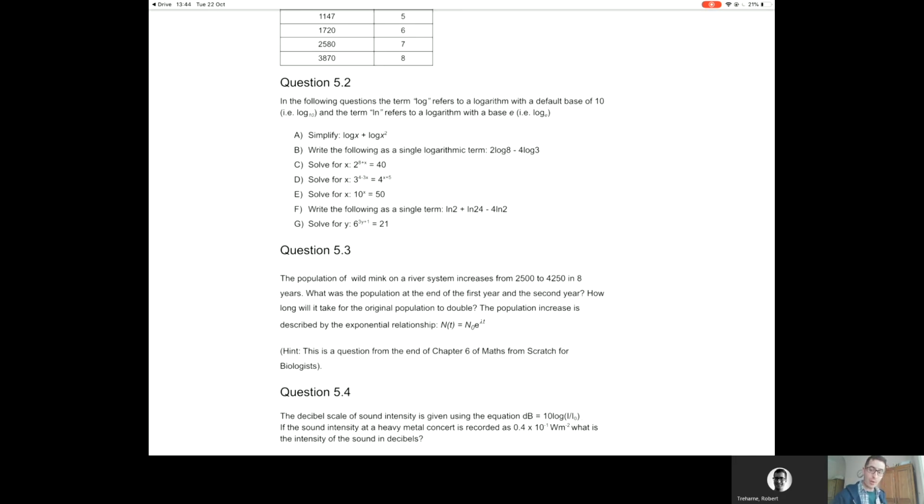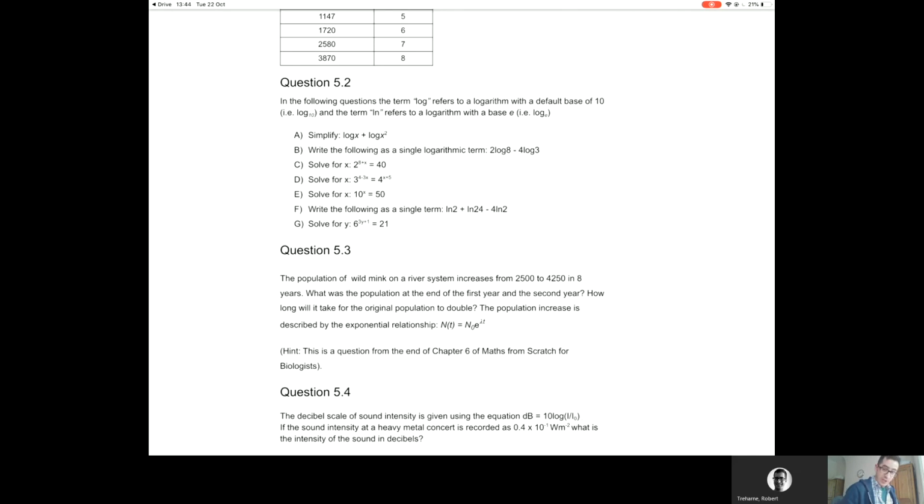And then I'm asking you how long it will take for the original population, N0, that's 2,500, to double. And I've said explicitly that this population increase is described by the relationship Nt is equal to N0 e to the lambda t, where lambda is some growth rate. It's a constant.